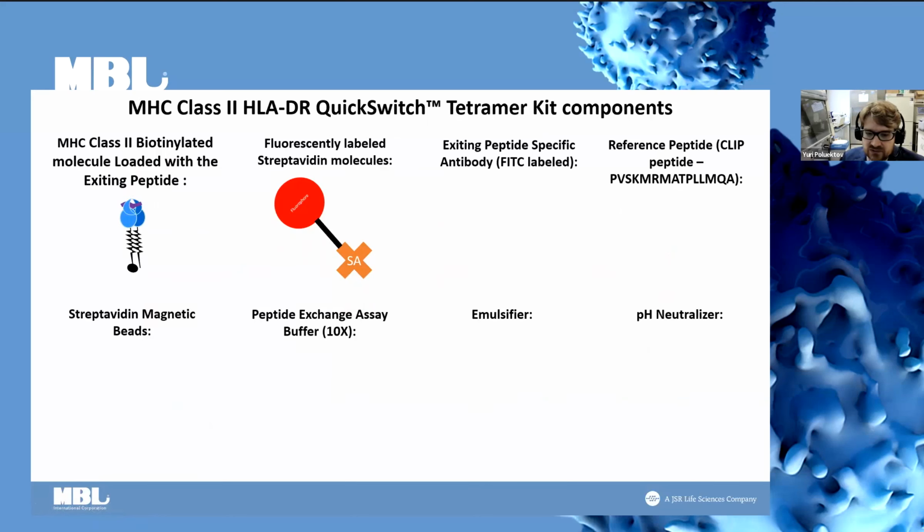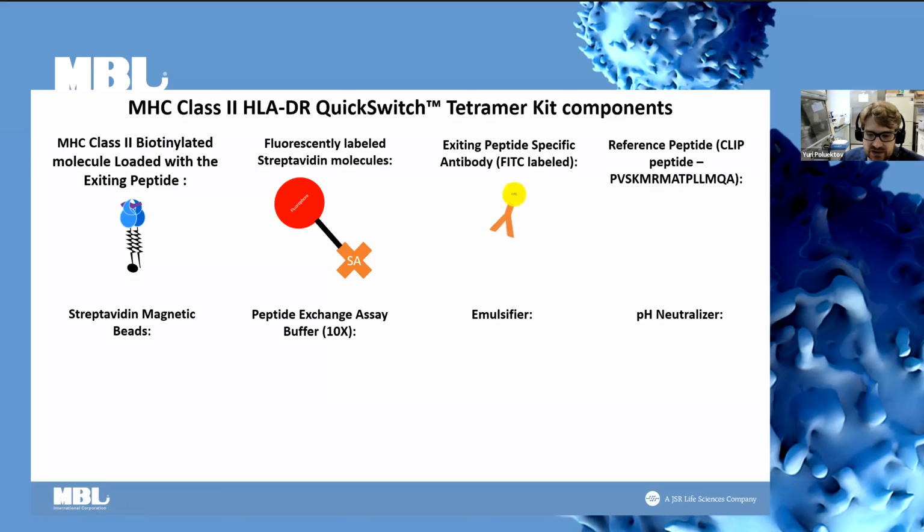The streptavidin fluorophore in the kit is specifically concentrated to work with the biotinylated MHC molecules of the kit. So if you're trying to use it with a different kit, you may end up with free MHC molecules or free streptavidin molecules floating in solution, and that would actually diminish some of your staining results.